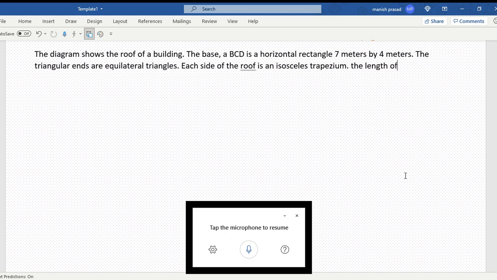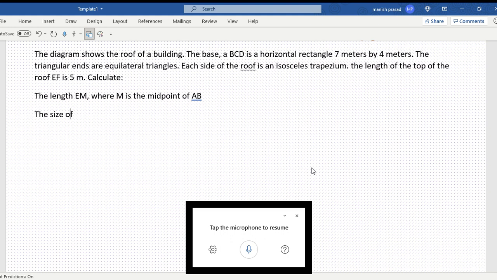So let Microsoft type the whole question. I stopped the speaker, so it will not type. Each side of the roof is an isosceles trapezium. The length of the top of the roof, EF, is 5 meters. Calculate the length EM, where M is the midpoint of AB, the size of angle EBC and the size of the angle between EM and the base ABCD. Okay, so this is the question.